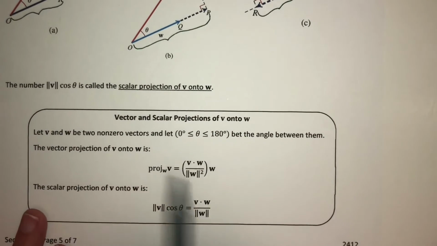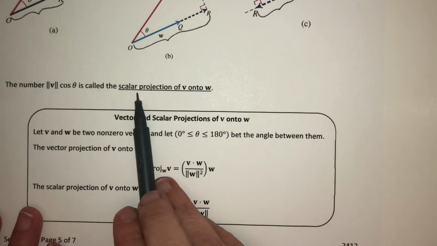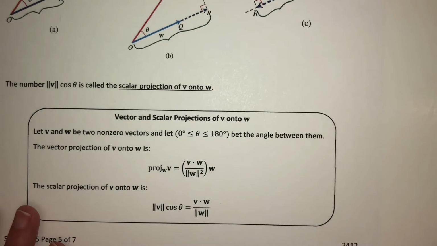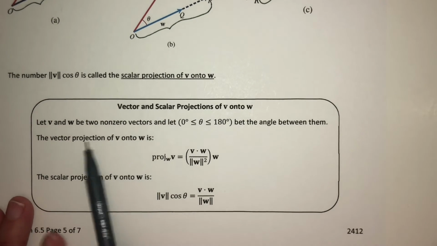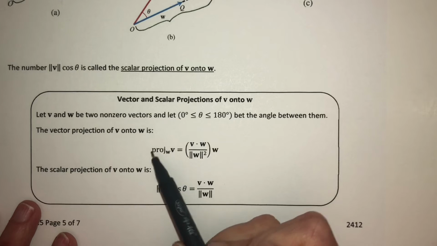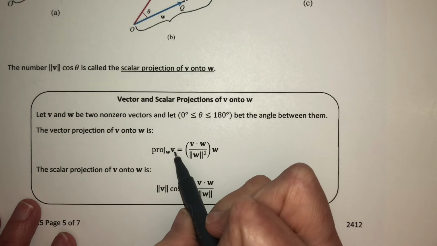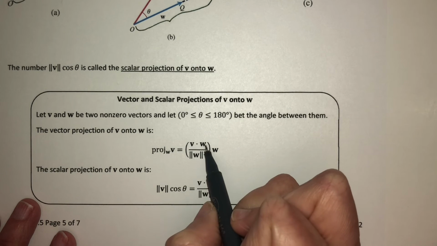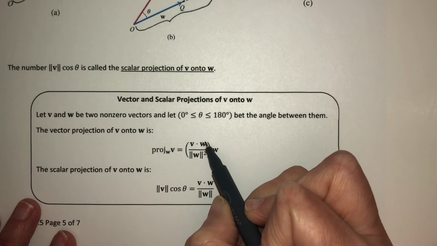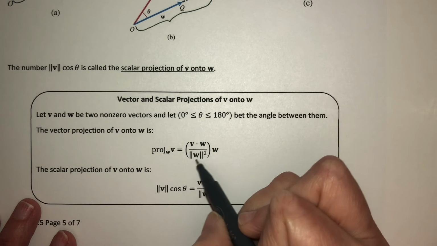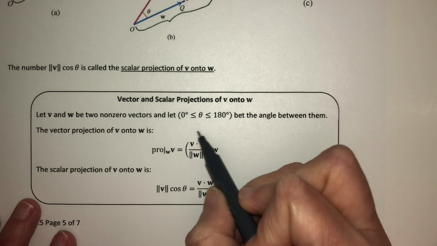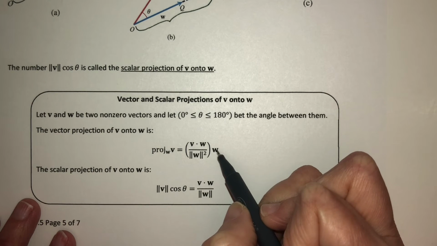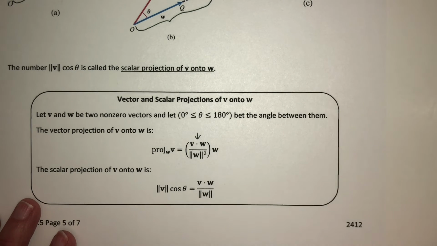The magnitude of v cosine of theta is called the scalar projection of v onto w. We're really not going to be doing a whole lot with this. The main thing we're going to be dealing with is vector projection, and this is the definition. If you're asked to find the projection of v onto w, you need the dot product of v and w, which is a scalar number, over the magnitude of w squared, which is also a scalar, so this whole set of parentheses is a scalar, times the vector w.